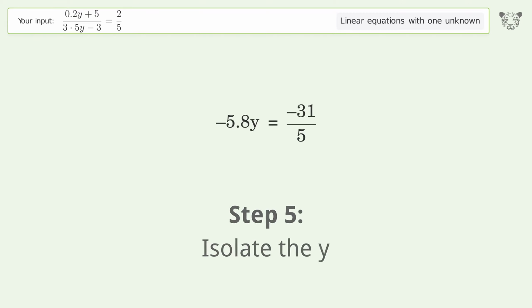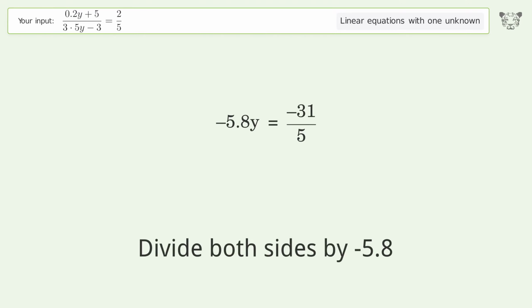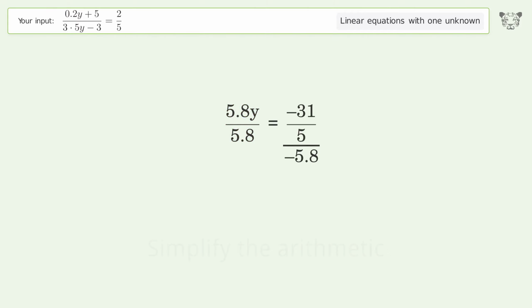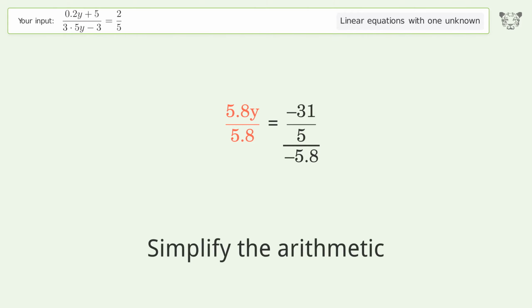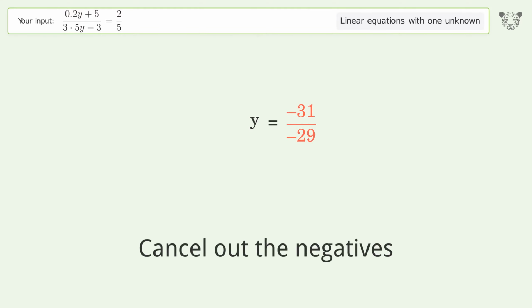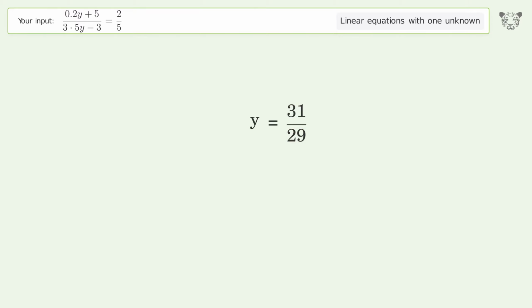Isolate the y. Divide both sides by -5.8. Cancel out the negatives. Simplify the arithmetic. Cancel out the negatives. And so the final result is y equals 31/29.